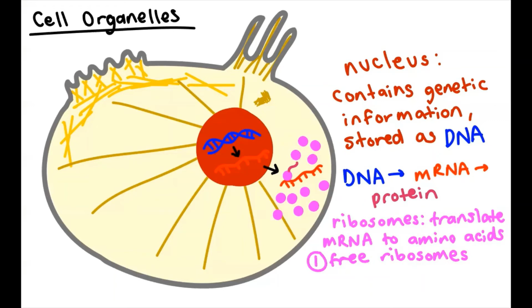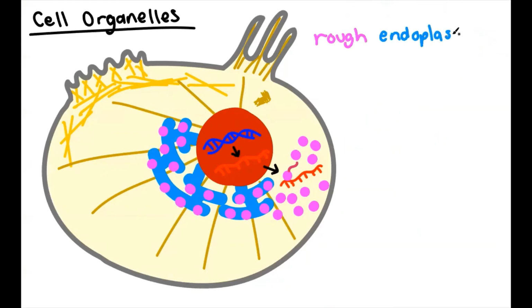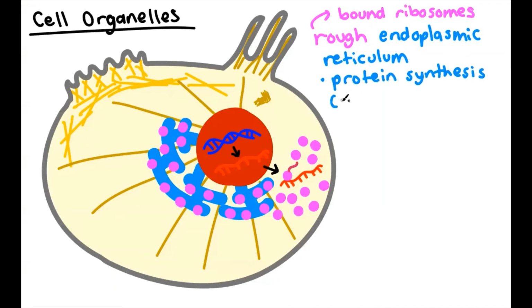However, proteins that need to go to the membrane or leave the cell entirely take a special pathway, which is where the other type of ribosome comes in. These are bound ribosomes. This creates what we call the rough endoplasmic reticulum, or rough ER, because that's a bit of a mouthful. The rough refers to how the surface is bumpier due to the bound ribosomes. Because of this, one of the main roles of the rough ER is protein synthesis.